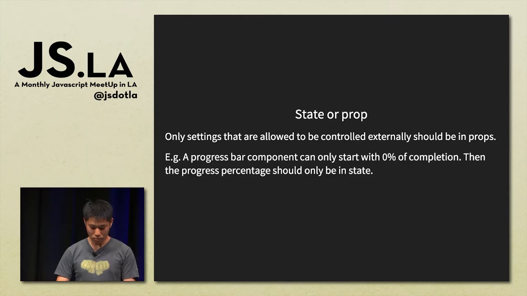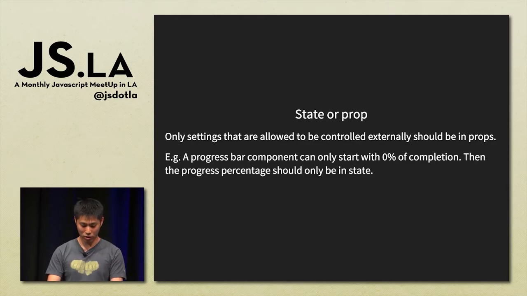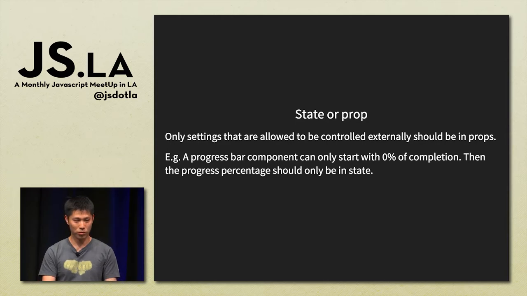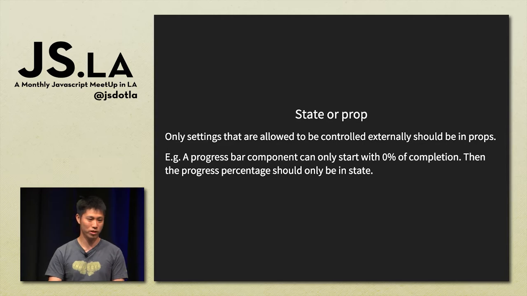Okay. For example, one example which I always use is that if you want to create a download progress bar component, it should always start from 0%. So the progress should always start from zero, and you don't want it to be in the props. You don't want the progress to be passed in as 50% progress, so it should be in the state.